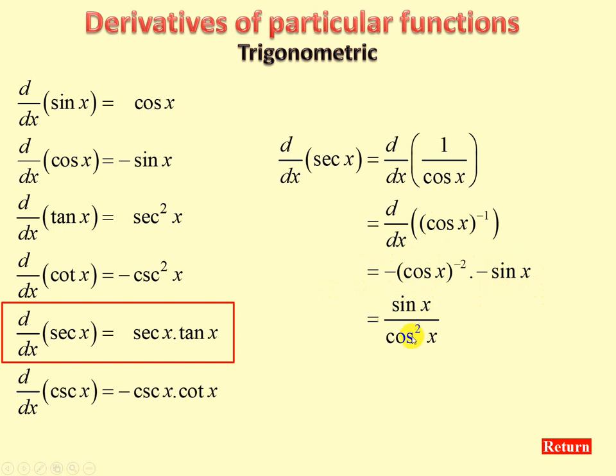That becomes sine over cos squared. The negatives cancel one another out, and cos squared goes to the bottom. Now we do a neat little rearrangement. We'll take sine over 1 of the cos and put 1 over cos separately. And there it is. There's your sec, and there's your tan.